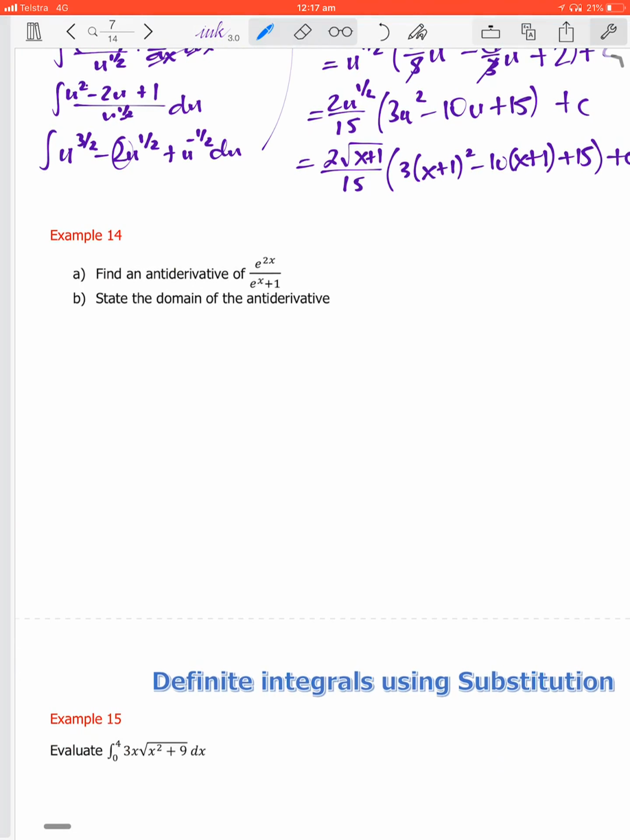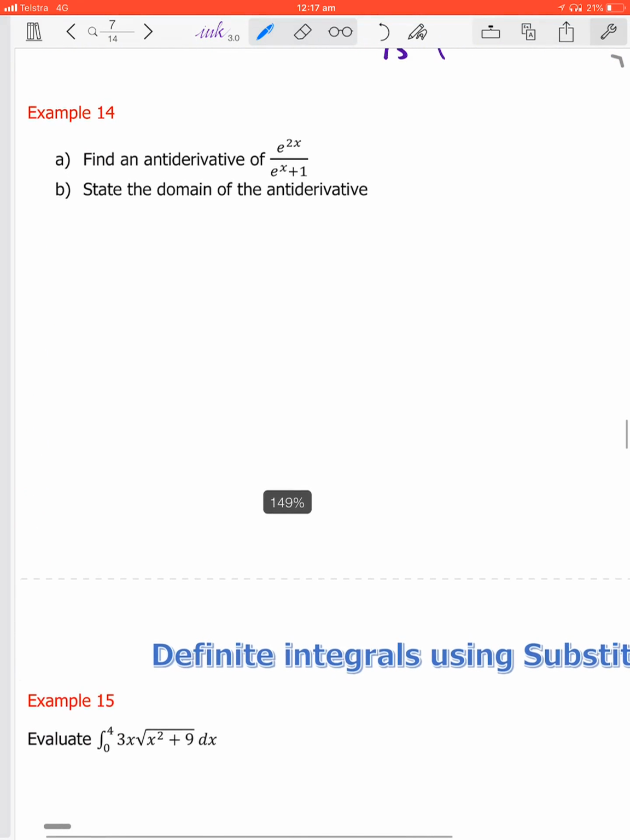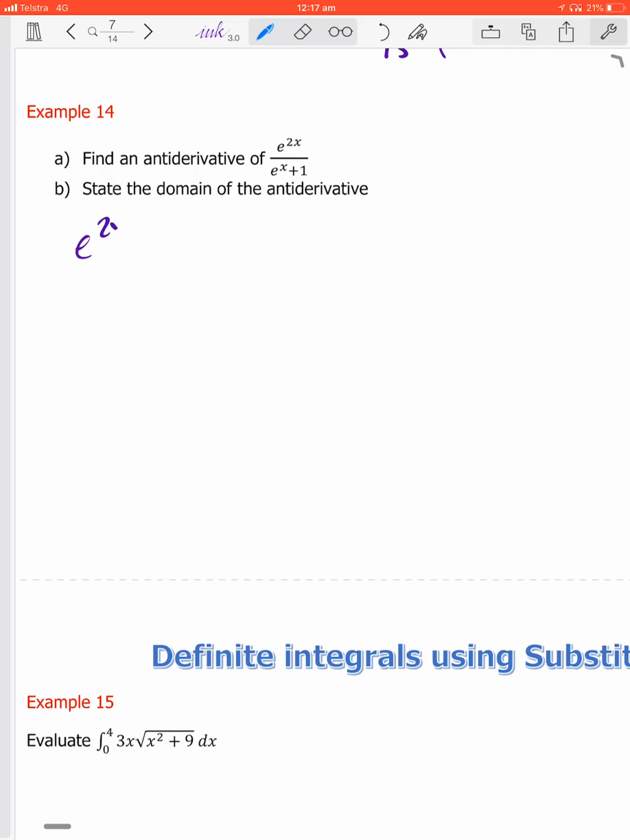Okay, so this one here looks a bit confusing because I've got e to the 2x, and when I derive that, I get 2e to the 2x. But then we can't make a substitution. So if I let e to the x, when I derive that, I get e to the x. Okay, so let's try with e to the x. u equals e to the x plus 1. du/dx is therefore e to the x.